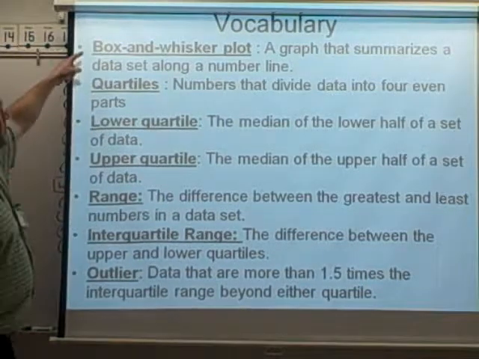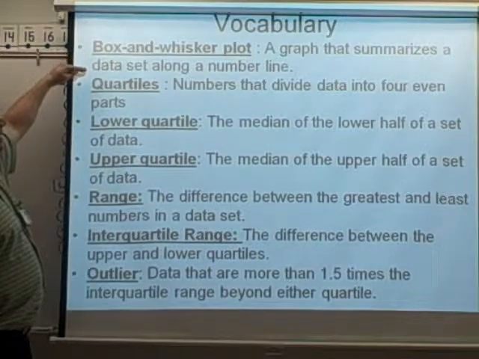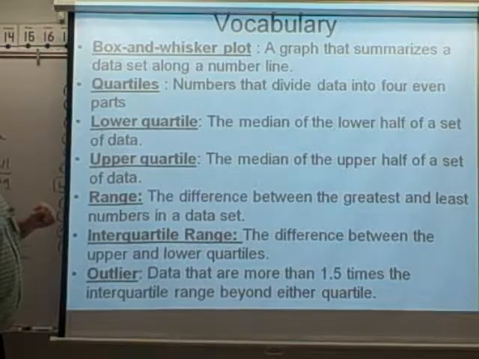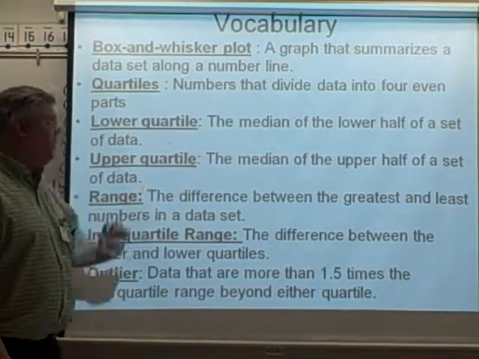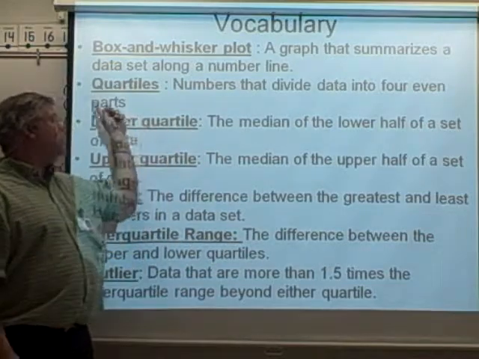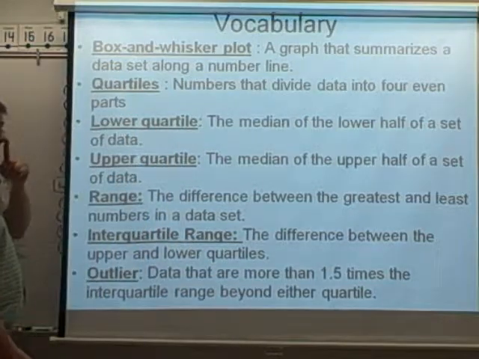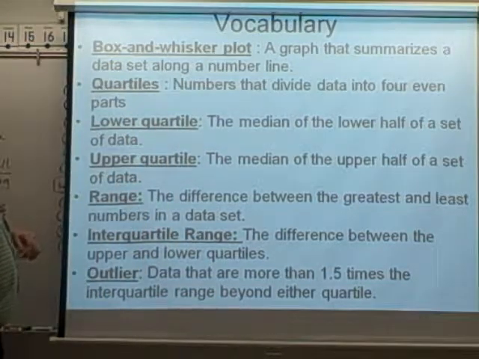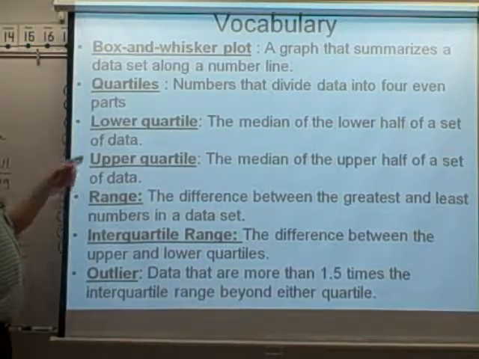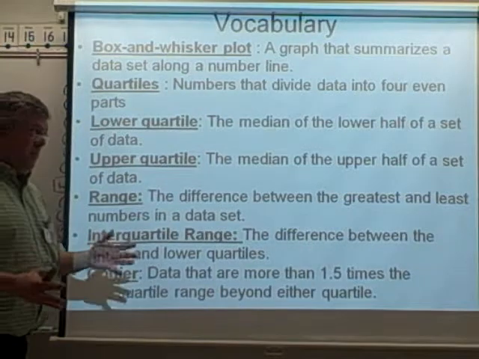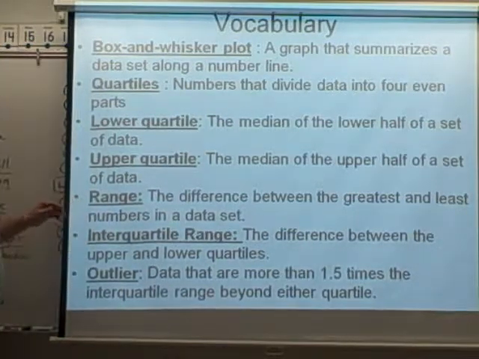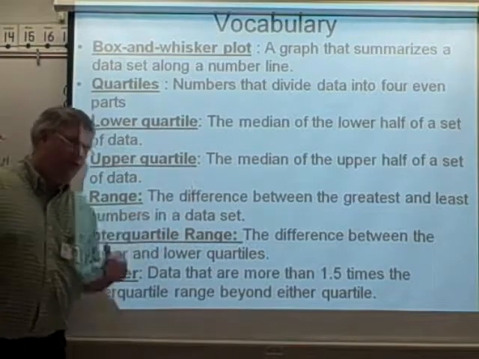Welcome back. Box and whisker plot is a graph that summarizes a data set along a number line. Quartiles are numbers that divide data into 4. That's 4 even parts. 4 quarters to $1, 4 parts, quartiles. Hopefully we can make that connection there. Lower quartile, the median or middle of the lower half of the data set. The upper quartile is the median or middle of the upper half of the set of data. Range is the difference between the greatest number and the smallest number.